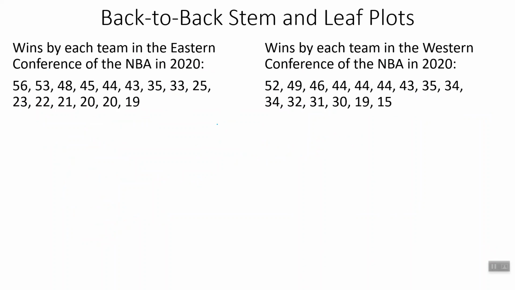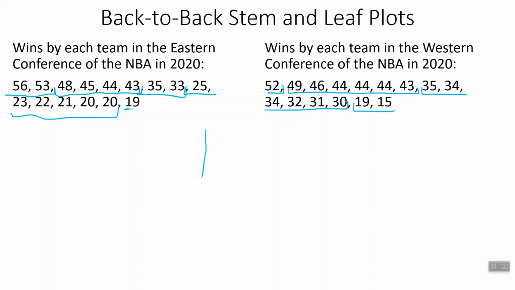All right, and we can also do something called a back-to-back stem plot. So let's see, our stems here would be 1, then we've got the 20s all the way up to here. Then we've got 30s, 40s, and 50s. By the way, these are the number of games won in each conference of the NBA last season. Let's see here, we've got 50s, 40s, more 40s here, 30s. And we don't have any 20s, but then we do have 10s.